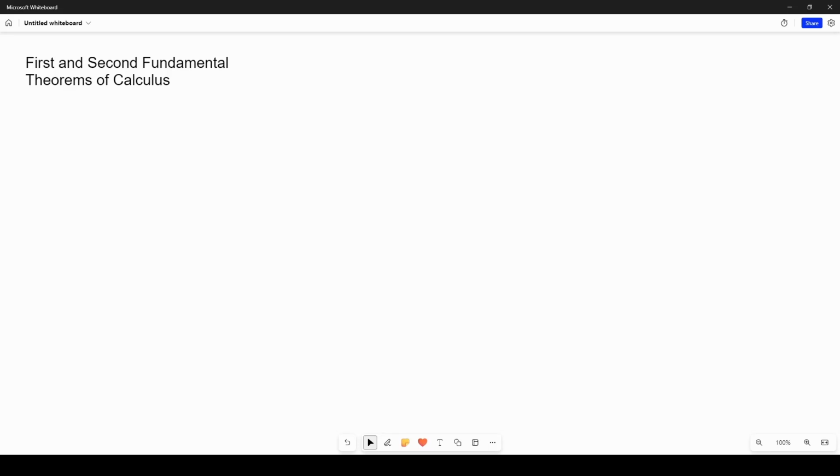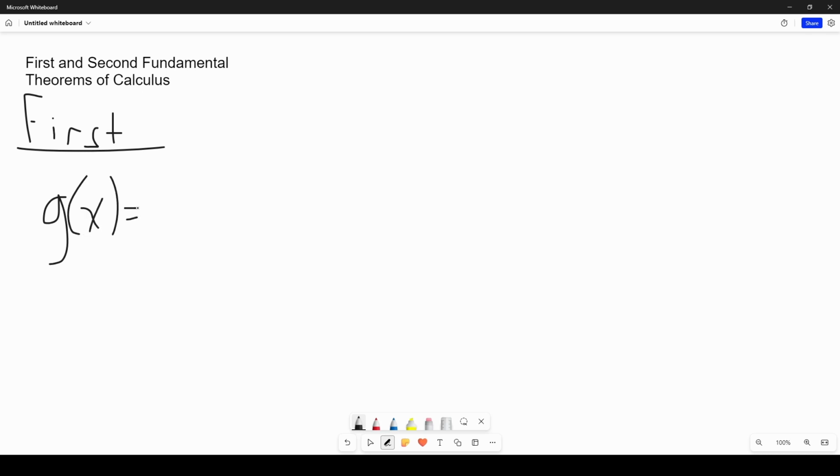Hey everyone, so I just wanted to do a quick review of the first and second fundamental theorems of calculus. So let's go over the first theorem. The first theorem says that if you have some function g of x, it's going to look kind of weird. It's going to be equal to the integral from a to x of f of t dt. Okay? So let me quickly explain what I mean here.